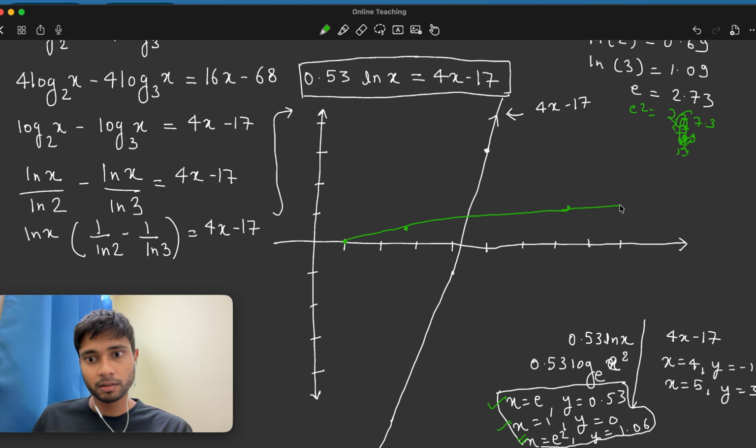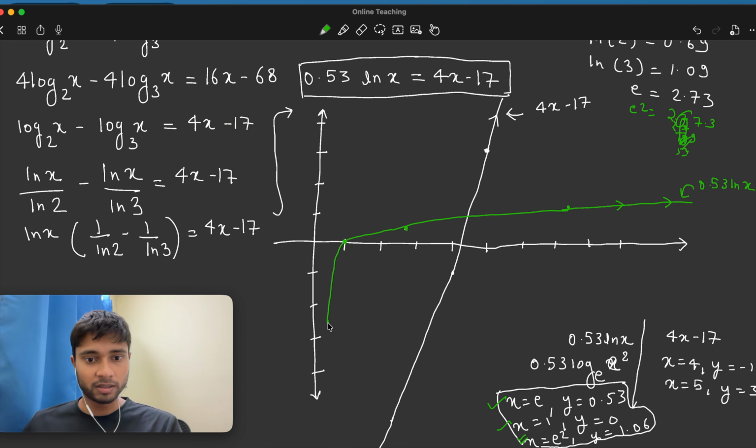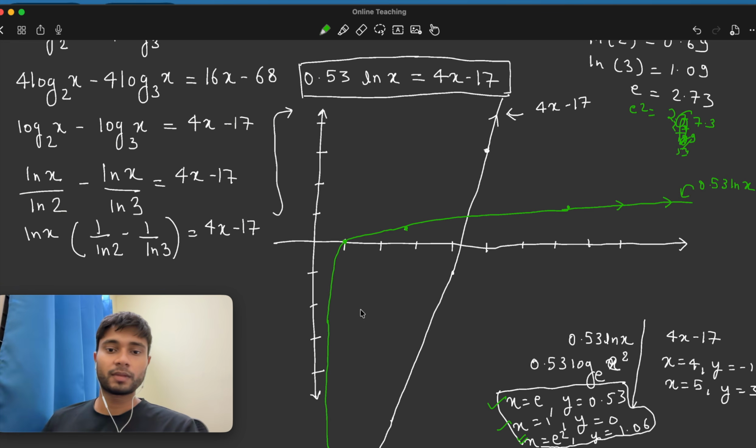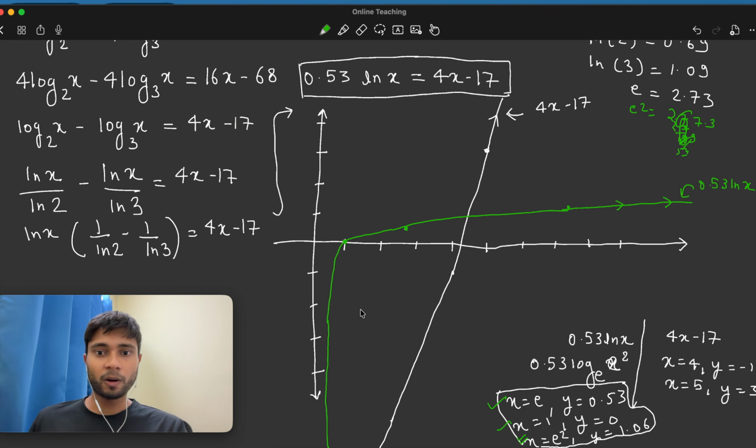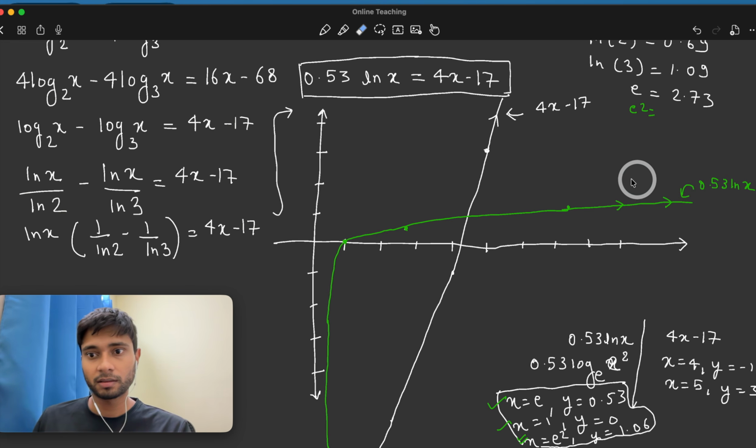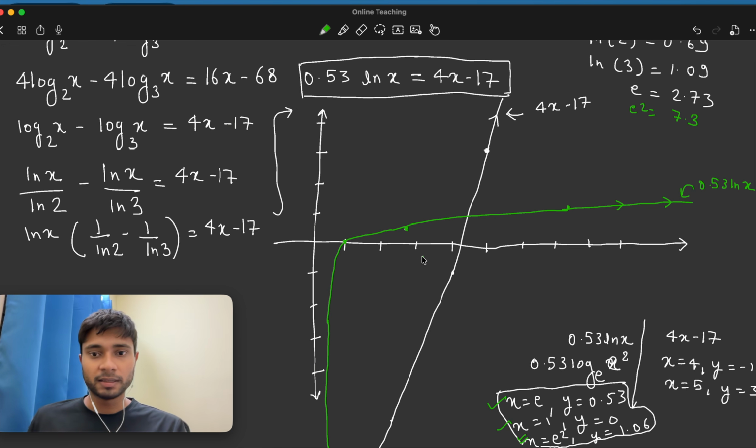Okay, this is the graph of 0.53 ln x. And as we know, log 0 is minus infinity, so it will go something like this. So yeah, just by plotting what we are seeing, 4x minus 17, and I can remove this part.